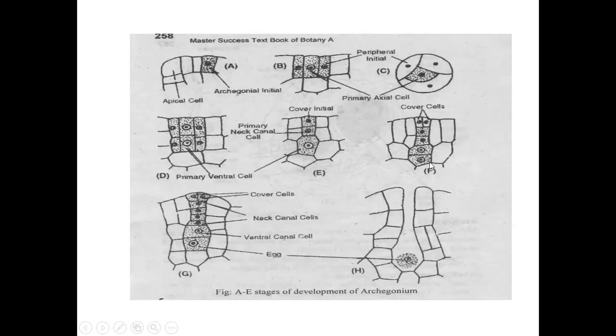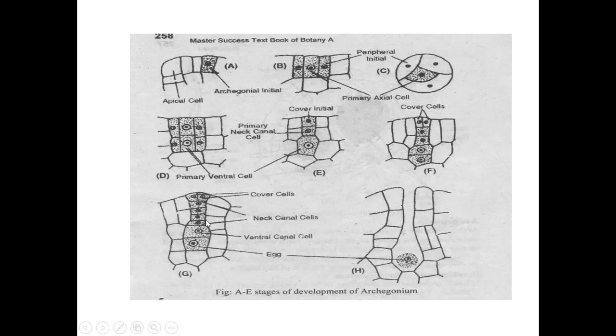So you can see here, this is the topmost cover cells. This we call the cover cells or the lid cells. And this is a long neck consisting of the neck canal cells. And this is a globose venter. And in this venter, you can see the presence of the female gamete, the egg, and this is a venter canal cell.